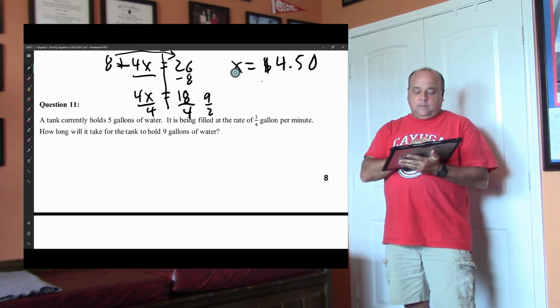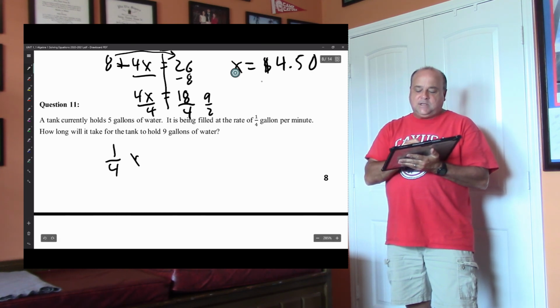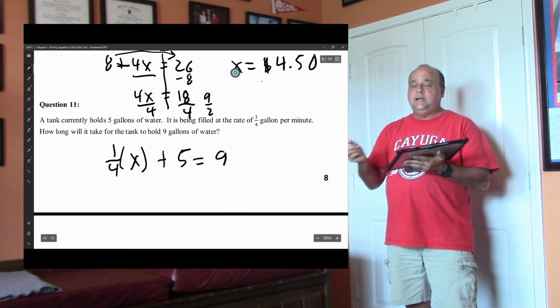A water tank currently holds 5 gallons of water. If it is being filled at a rate of 1/4 gallons per minute, how long will it take to hold 9 gallons? So 1 over 4 times x, that's how fast it's being filled, plus 5 is going to equal 9.